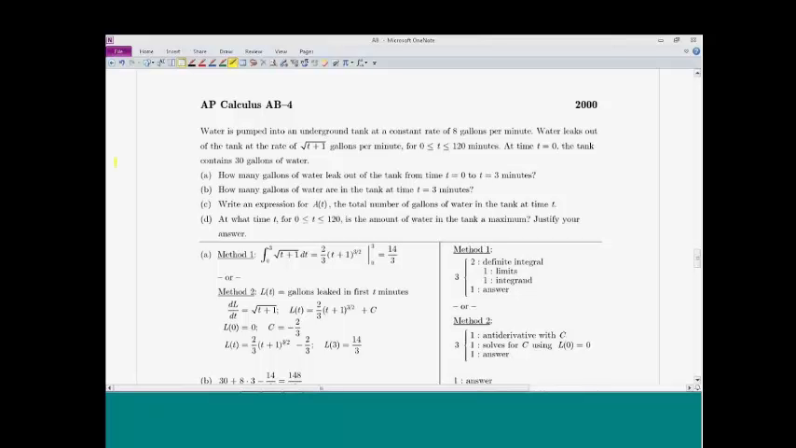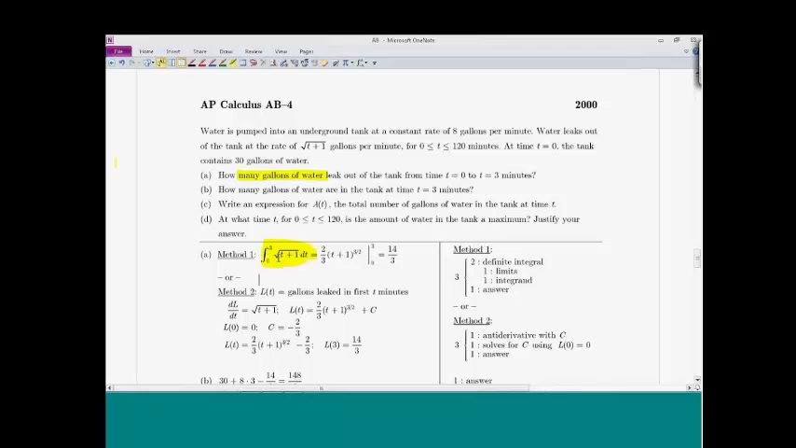And then they asked the question, how many gallons of water leak out of the tank from T equals 0 to T equals 3? One of the things you can tell your kids in this kind of problem, which we've seen lots of over the years, where something's going in and something's coming out at different rates, is when they ask for an amount, the amount of water, how many gallons, what you want to do is integrate a rate. So there's your first clue there.